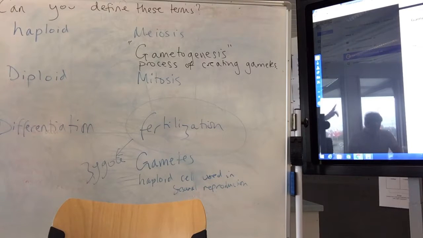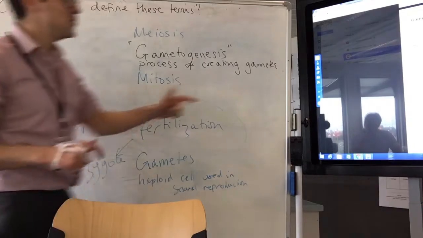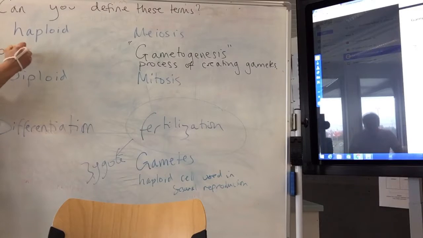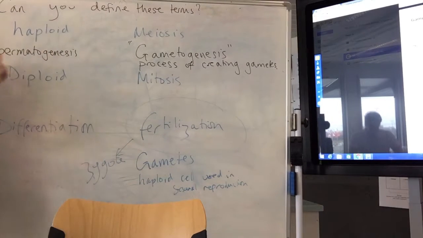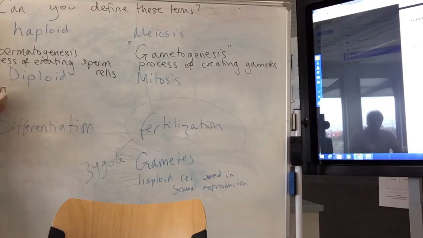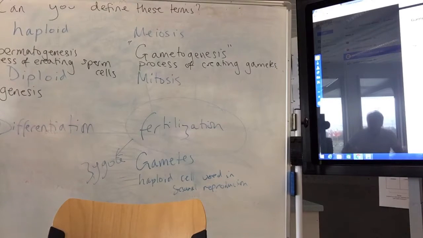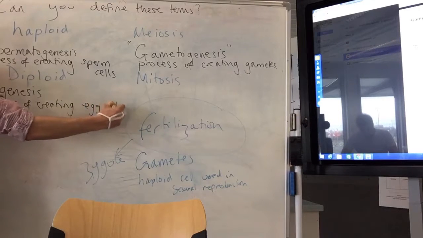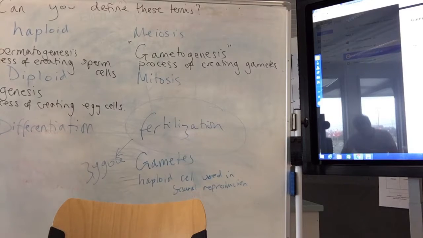So gametogenesis has 2 types, and now the 2 awesome words: spermatogenesis and oogenesis. Spermatogenesis is the process of creating sperm cells. And oogenesis is the process of creating egg cells. Pop those into your glossary at the back for now. So: gametogenesis, spermatogenesis, and oogenesis.